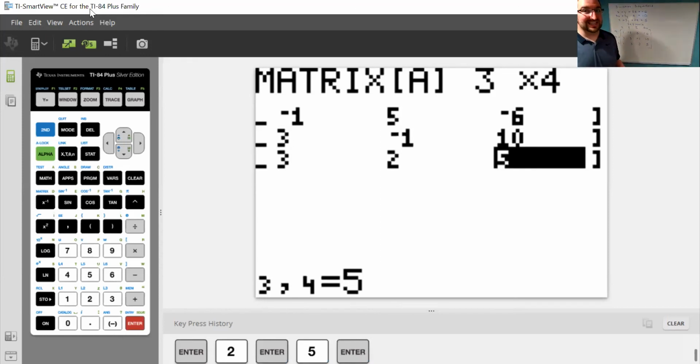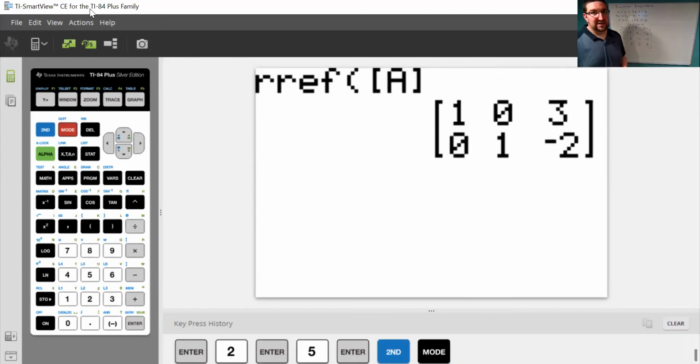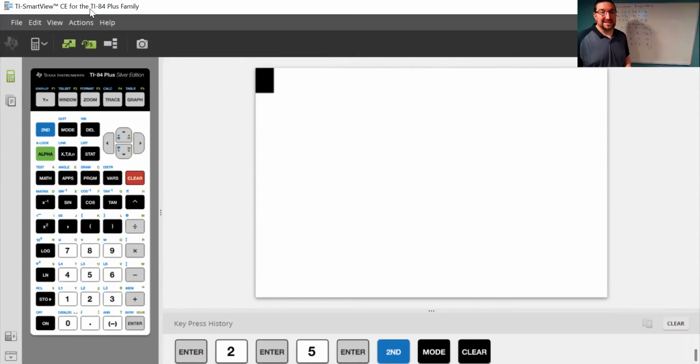So that matrix is in there now. Once we put it in, and it's all there, we have to quit back to our home screen. So we're going to hit second mode to quit back to our home screen. And if you want, I always like to clear and then start again.